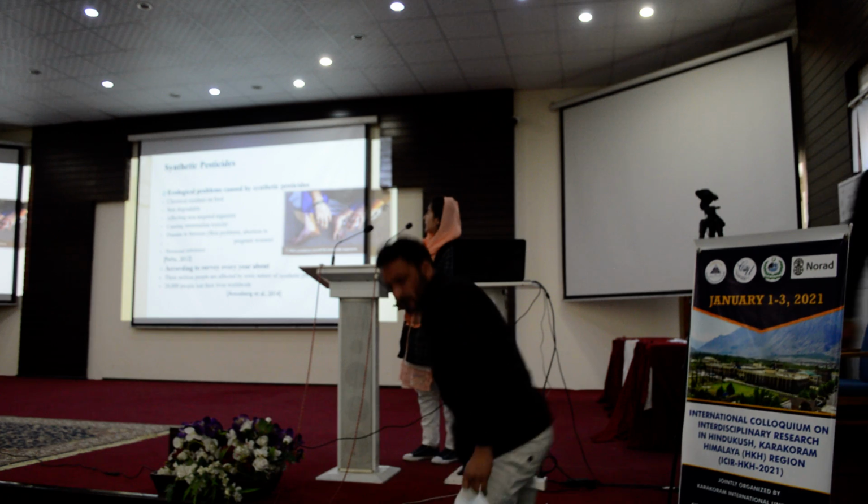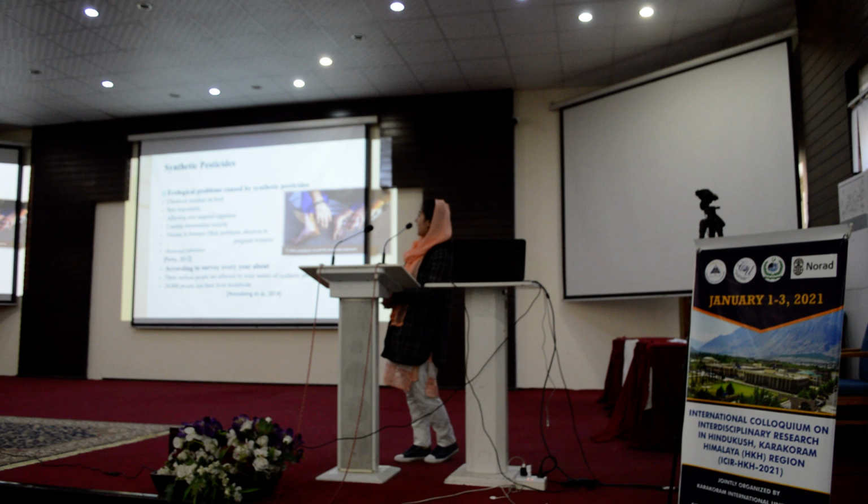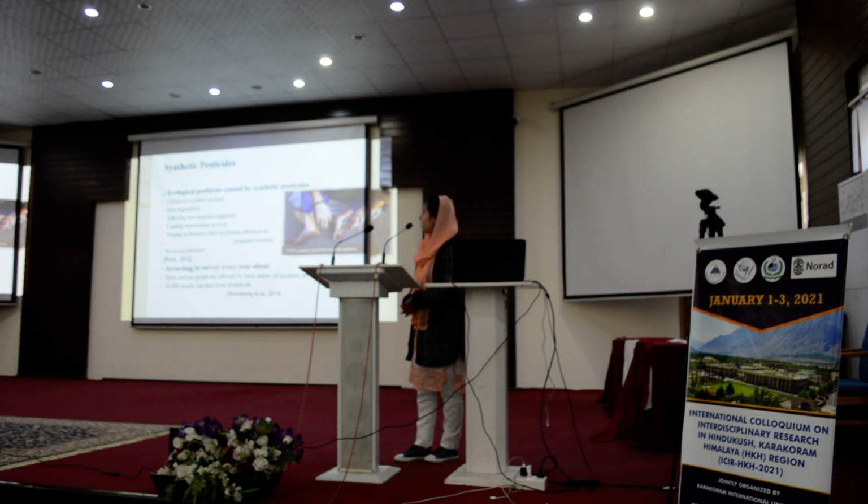Around 50 years back, synthetic pesticides were widely used for crop protection, but people soon realized their worst impact on human health and the environment. Here I mention some of the ecological problems caused by synthetic pesticides: chemical residue on food, non-degradability, effects on non-targeted organisms, mammalian toxicity, and diseases in humans like skin problems, abortion in pregnant women, and hormonal imbalance. So these are some of the negative effects of synthetic pesticides in agriculture.